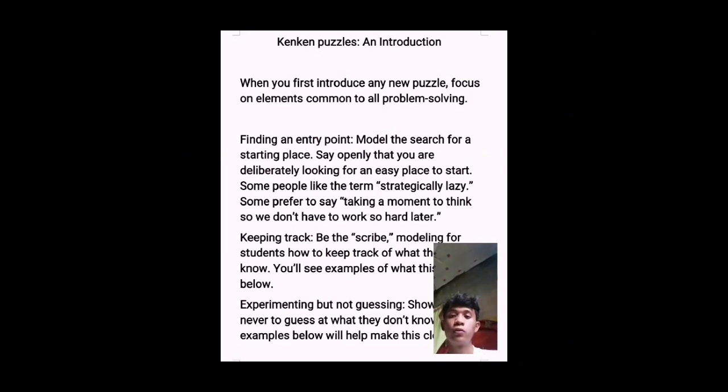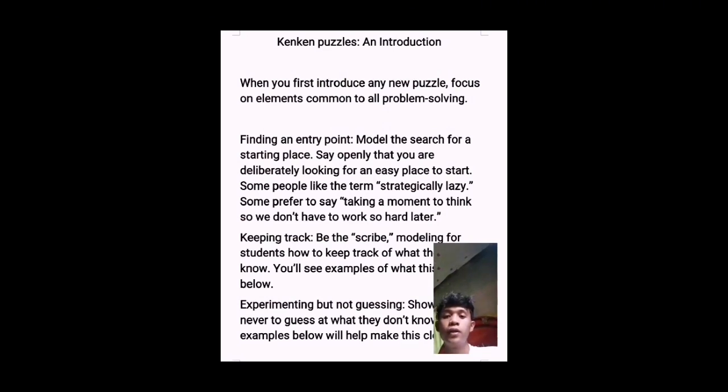When you first introduce any new puzzle, focus on elements common to all problem solving: finding an entry point. Model the search for a starting place. Say openly that you are deliberately looking for an easy place to start. Some people like the term "strategically lazy." Some prefer to say, "taking a moment to think so we don't have to work so hard later."